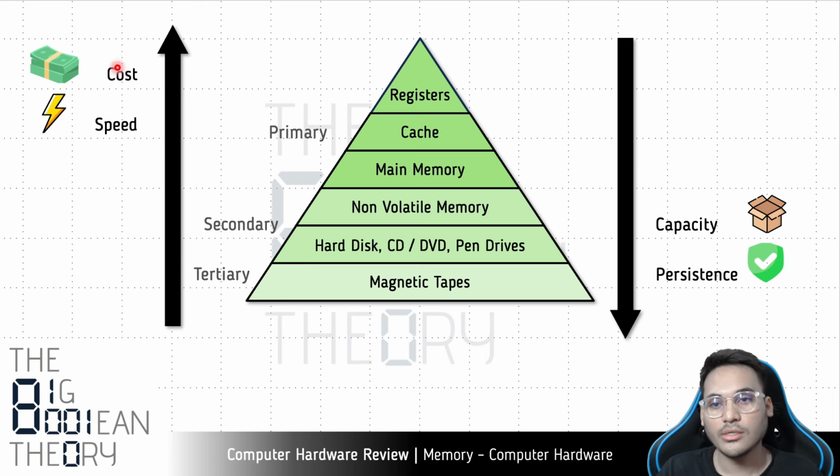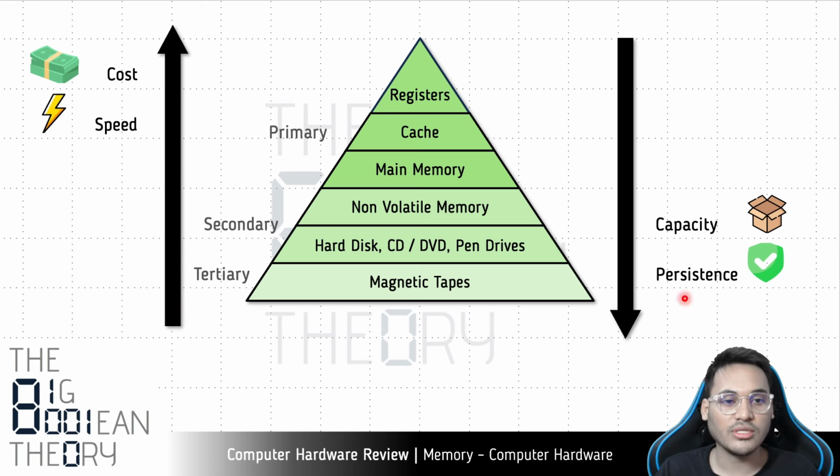Now let us talk about the cost part. In order to achieve higher speeds, we use sophisticated technologies. This we have already said. As we go up in the hierarchy, we are trying to achieve as much speed as possible, and hence the cost per byte of memory at a higher level in the hierarchy will be more. So the cost to manufacture registers will be more than cache. Similarly, the cost to manufacture cache will be more than main memory, and so on. As we go up in the hierarchy, the cost increases. So this was about the cost.